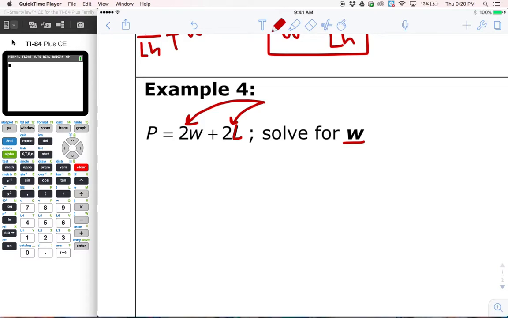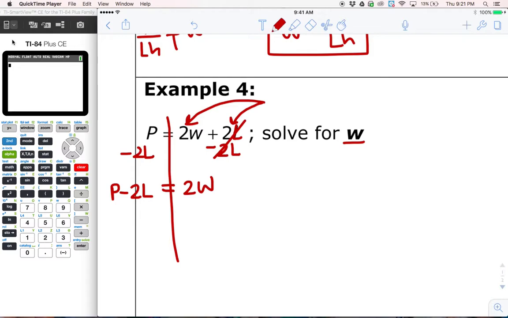Remember when we do regular problems, I tell you to save the number that's with our variable for last. So we're going to save that 2 for last. We're going to get rid of this 2L. Okay, I don't know what this is, but I know it's being added to W. So I'm going to get rid of it using subtraction. I'm going to subtract 2L because that will be canceled out. We're going to be fair, so we're going to subtract 2L on the left also. So I'm left with P minus 2L over there on the left, and on the right side I still have 2W. Okay, we're almost done.